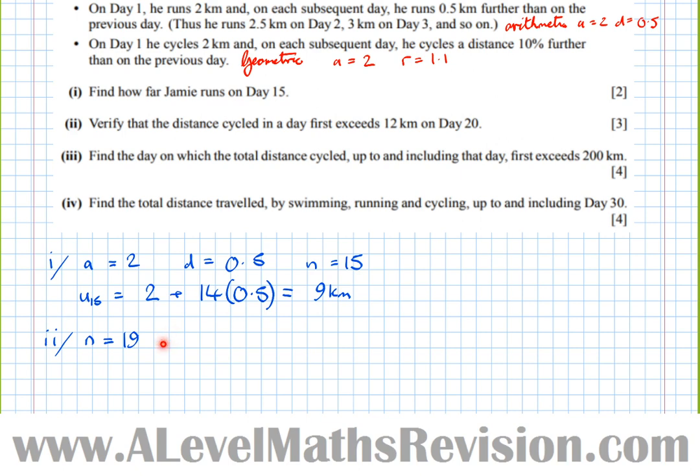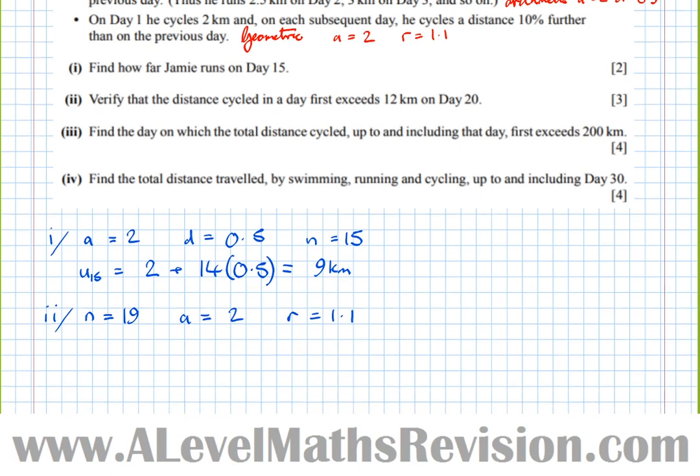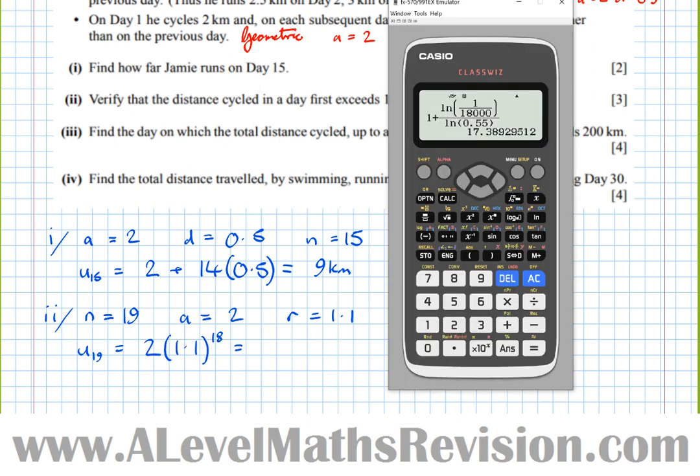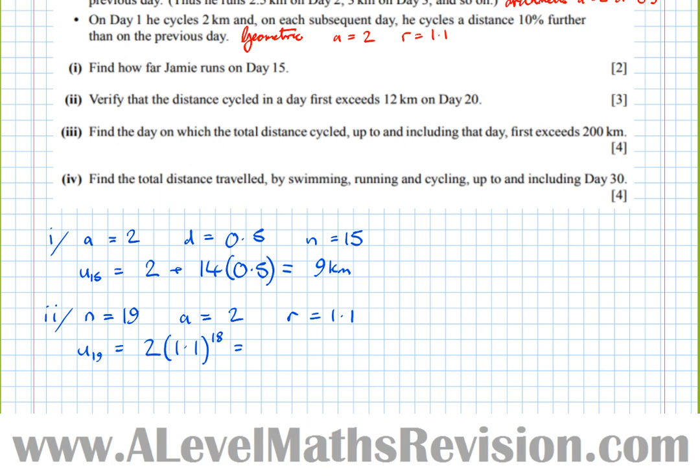So this is the geometric sequence if we're talking cycling. n equals 19, a equals 2, and the common ratio is 1.1. So U19 equals a, which is 2, times r to the n minus 1. So 2 times 1.1 to the power of 18, which is 11.11 kilometers, which clearly is less than 12.